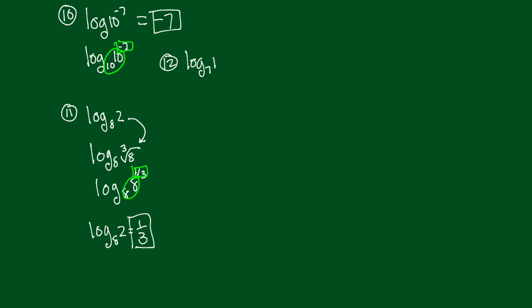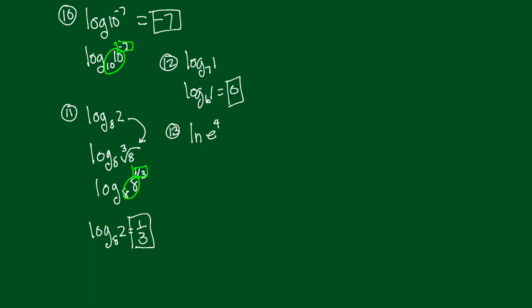Number 12 says the log base 7 of 1. Well, it doesn't matter what the base is. No matter what the base is, the log of any base of 1 is 0. So any number you put in there for the base, a 7 say, the log is 0.